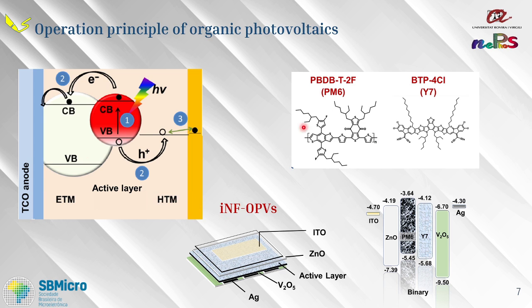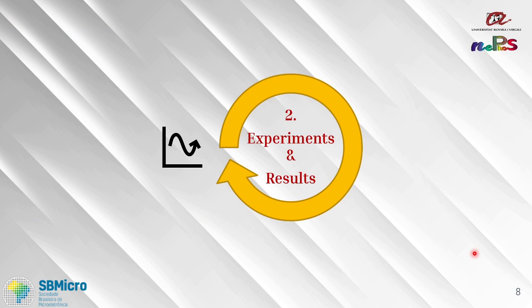So in my work, we use a non-fullerene acceptor, which is Y7, and the donor PM6 as the polymer blend. The structure of the organic photovoltaic is the inverted structure, using zinc oxide as the electron transporting layer and vanadium oxide as the hole transporting layer.